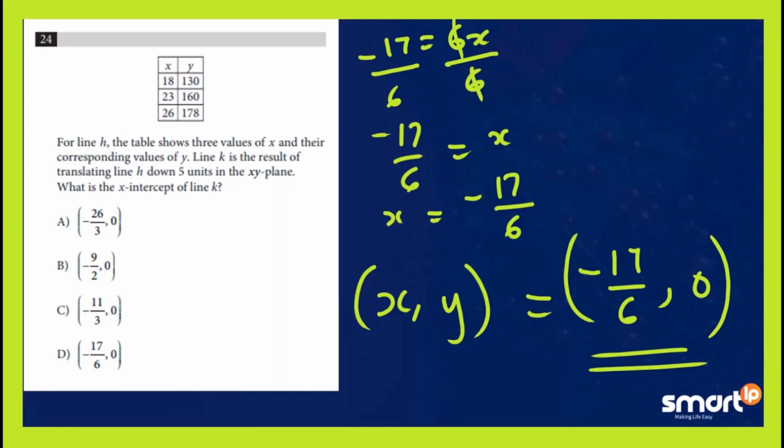Okay, so a takeaway from this: anytime they ask you to find the x-intercept, you make y to be 0. If they ask you to find the y-intercept, you make x the 0. Okay, you've gotten that. Well done, you've done a fantastic job. Well done.